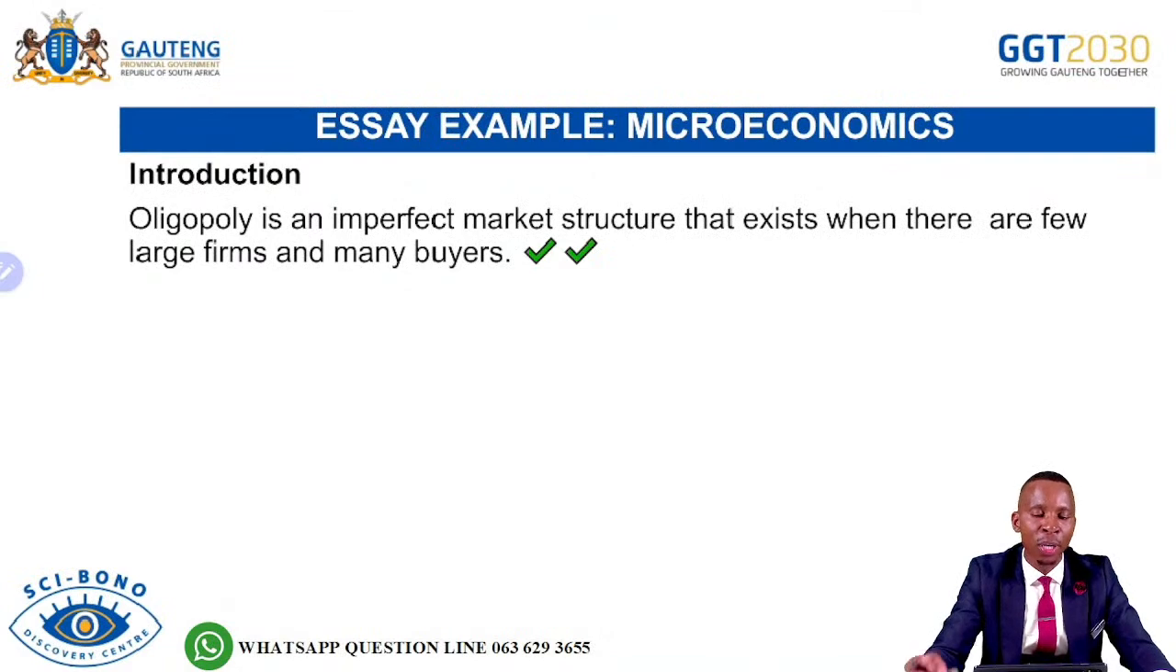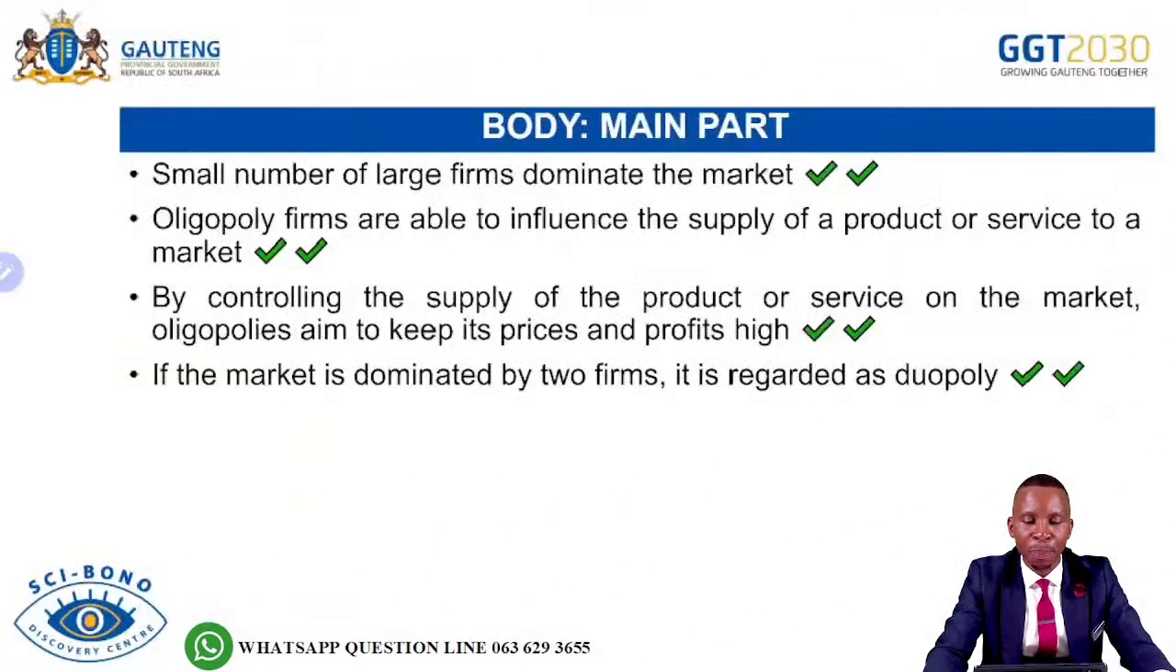So it's under oligopoly. Therefore, that means we define oligopoly. Oligopoly is an imperfect market structure that exists when there are few large firms and many buyers. And then we continue with the body of the essay, and under the main part, a small number of large firms dominate the market. Oligopoly firms are able to influence the supply of the product or service to a market. By controlling the supply on the market, oligopolies aim to keep prices very high so that they have their high profits. If the market is dominated by two firms, it is regarded as a duopoly.